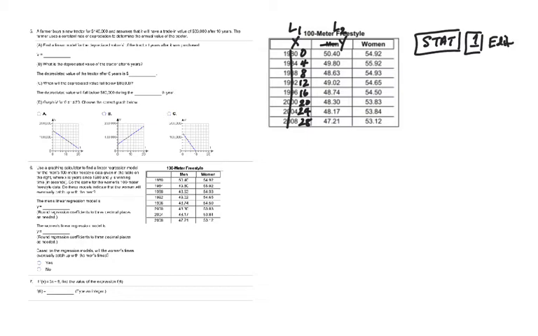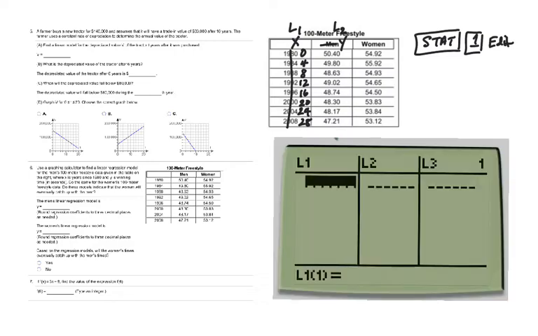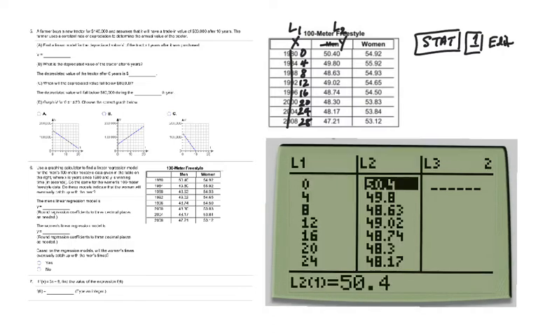Okay. And once you choose number 1 to edit, you'll see a table that looks like this. Under L sub 1, you should type in the X column. And under L sub 2, you should type in the values under the Y column. Okay. And it should look like this. And the very last row is not showing here, but the very last row should be 28 with a time of 47.21.